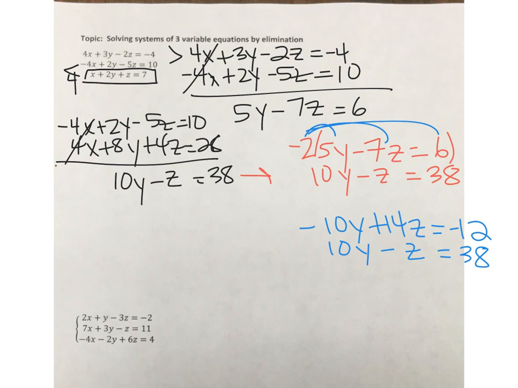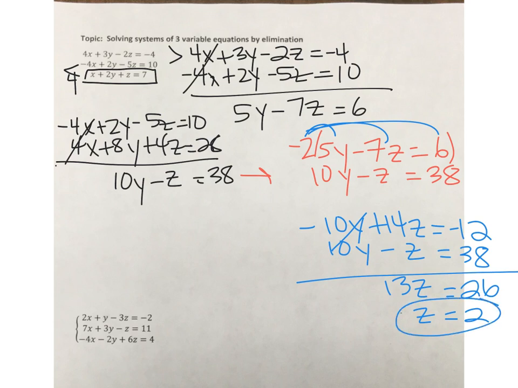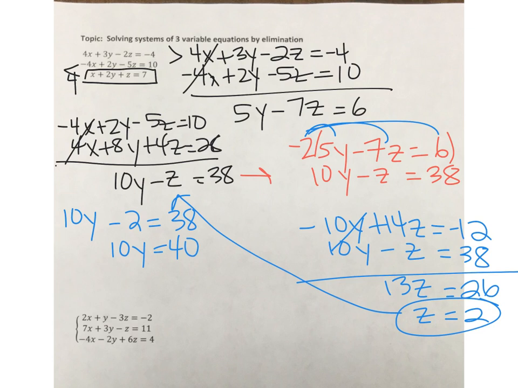And now I have the y's canceling out. There's 0 y's left over. I have 13z equals 26. Conveniently, when we divide by 13, z equals 2. So we have z equals 2. I'm going to put that 2 in here and try to find y. So 10y minus 2 equals 38. And when I add 2 over, because I'm solving a two-step equation, I have 10y equals 40, which means that y equals 4.